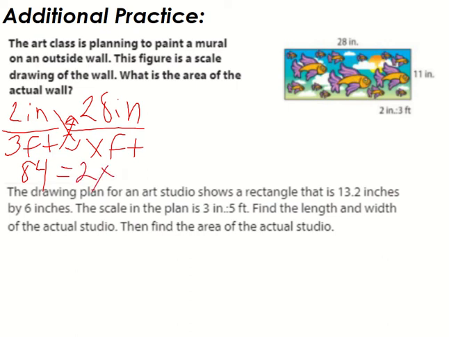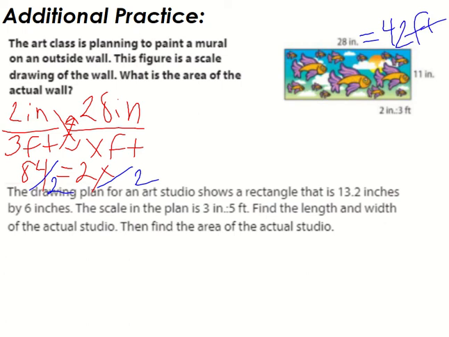Okay, so then we're going to solve this one-step equation by dividing by 2 on both sides. And we're going to get 84 divided by 2. And you would get that this in real life is 42 feet. Okay, so that in real life is 42 feet.